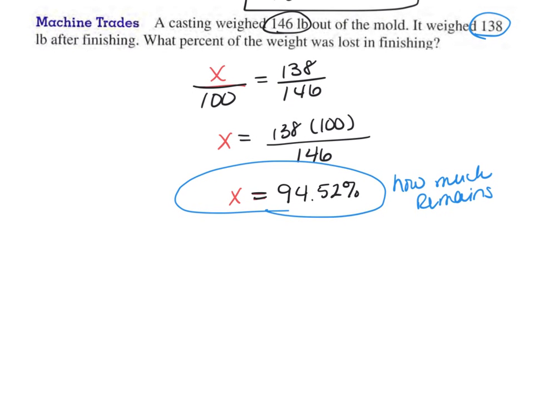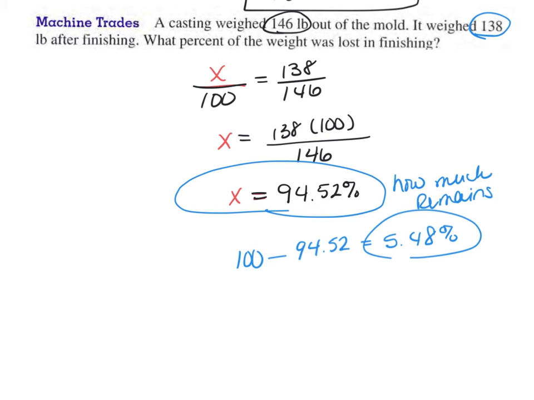Well, we started out with 100%. We have 94.52% remaining. So my answer is going to be 100 minus that amount. So my answer on this is going to be 5.47 or 48%.